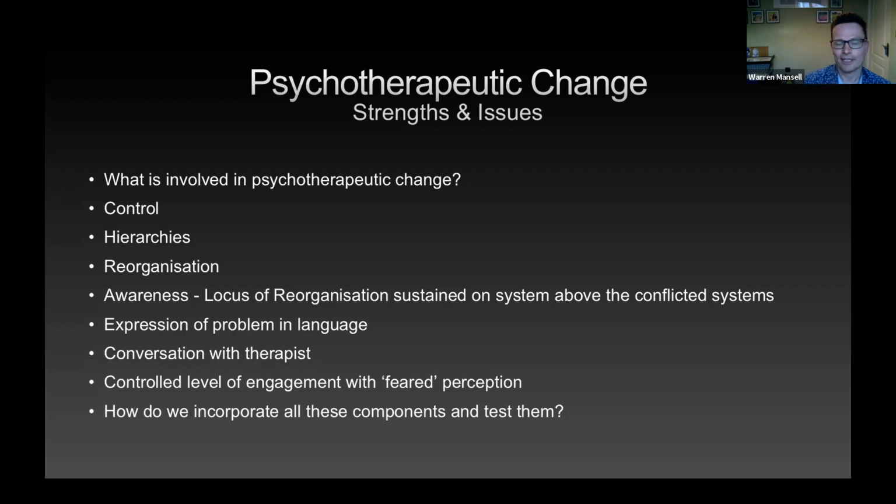So what we've focused on is being able to look at psychotherapeutic change in a very circumscribed scenario where you're controlling your level of engagement with a feared perception. Now, you could argue that that's going on in an imaginal way in all kinds of discussions about emotions and trauma and problems, but it's going on arguably in a very physical way when you control your distance from an actual thing you're afraid of, like a spider.